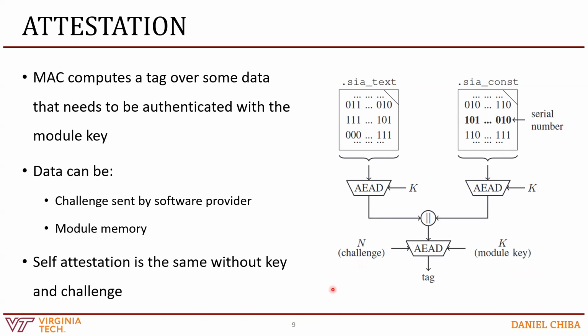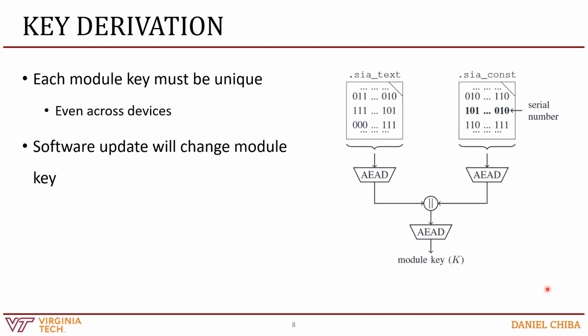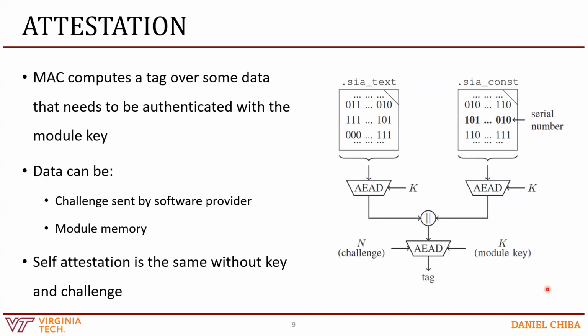Finally, self-attestation is the same thing: the text and constant sections, but without the key and the challenge. Basically, it boils down to key generation, but the module will compare that to the module key that it already has stored. If it computes this and it's the same as the module key that it already has, it knows that the text and constant sections have not been tampered with.